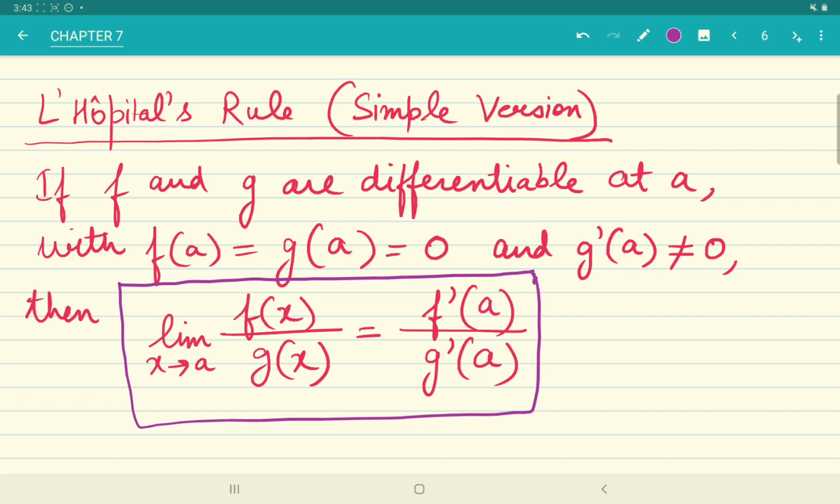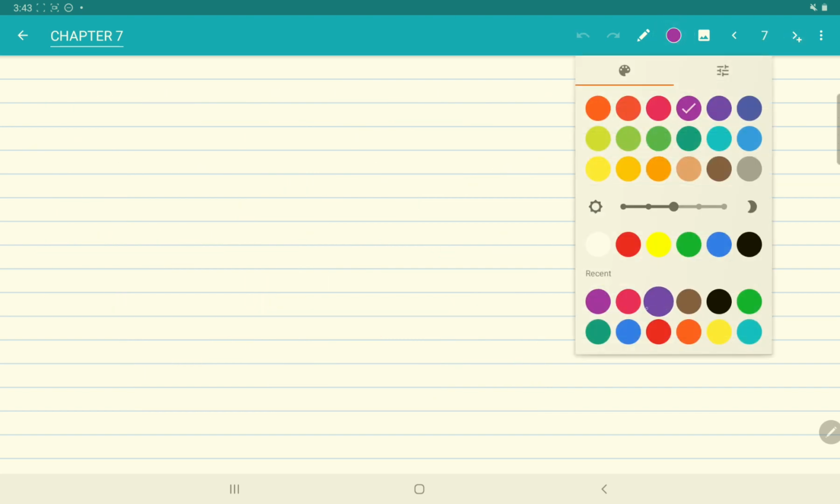Basically, according to the L'Hopital's rule, I can find the limit of an indeterminate form of type 0 by 0 by differentiating the numerator and the denominator separately. So this is something we need to keep in mind. Next, we take up some questions.